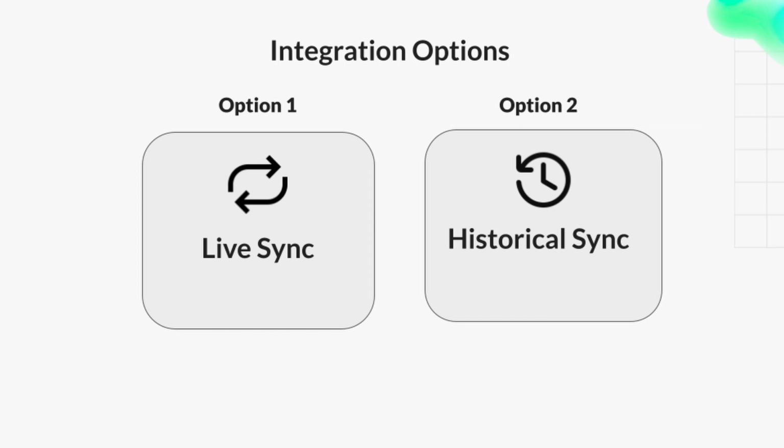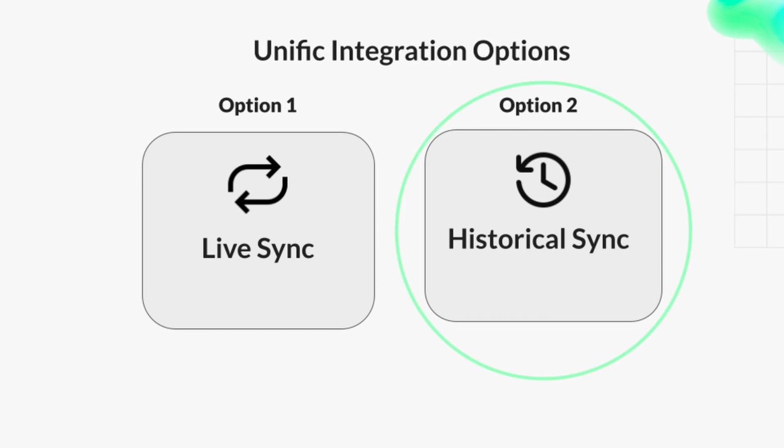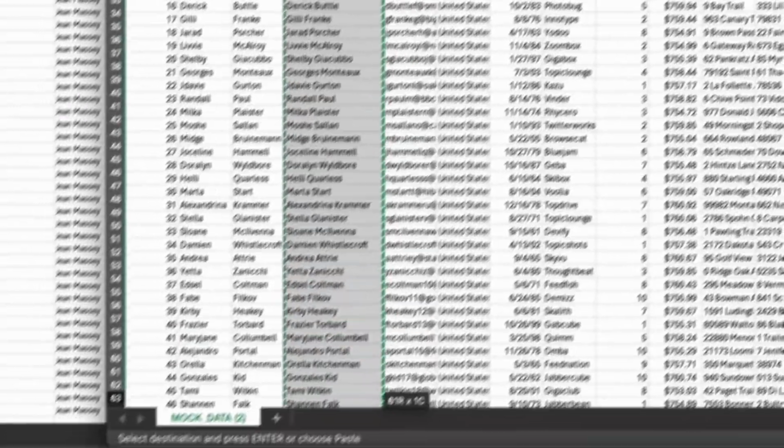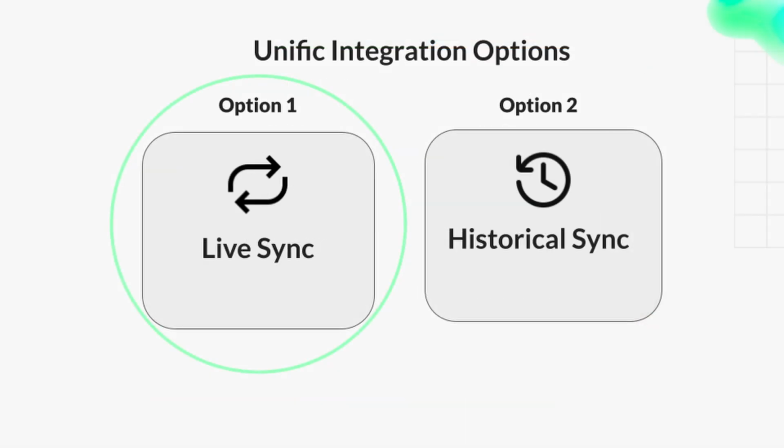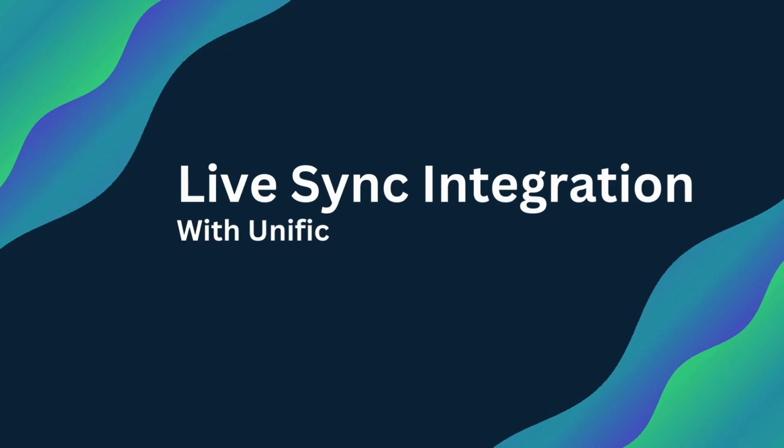So Unific offers this integration in two different flavors, a live sync and a historical sync. The historical sync essentially being an export of your past Shopify data being imported in HubSpot, while the live sync is what we're going to be focusing on today. This is going to be taking near real-time data from your customer shopping cart and sending that information over to HubSpot.